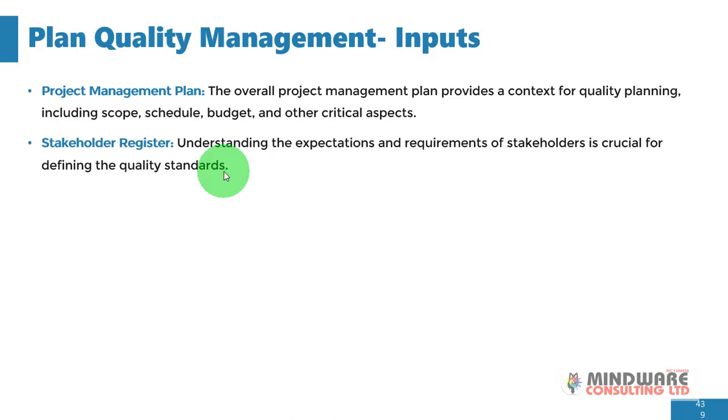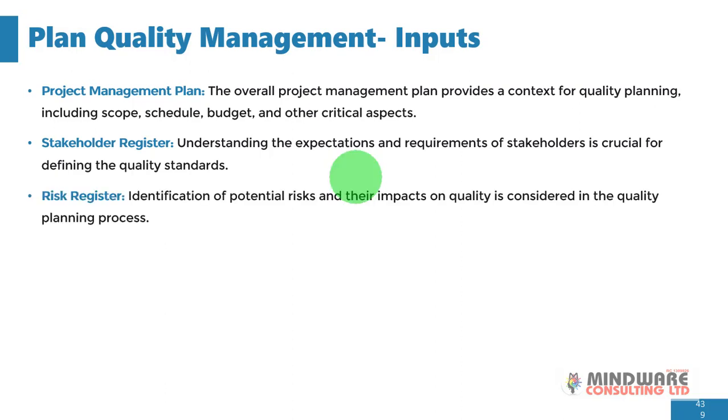Okay, so you want to understand what their expectations and requirements are. This is going to aid you in defining the standards of quality that you're going to be setting for your project. Another input is the risk register. Now, identifying potential risks and their impact on quality is considered in the quality planning process.